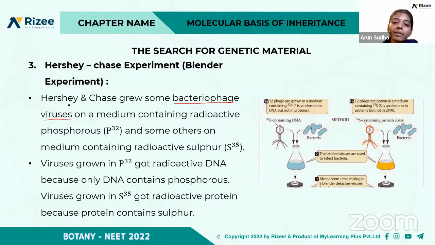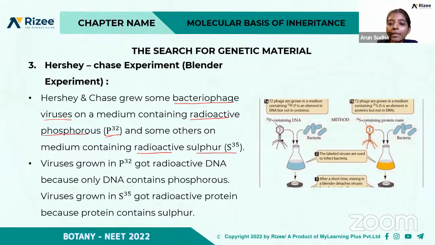They grew some bacteriophages on a medium containing radioactive phosphorus. So what is the purpose of adding radioactive phosphorus? So that wherever phosphorus is present, we can easily detect it by means of radioactivity. They added the radioactive phosphorus, that is P32, and some others on a medium containing radioactive sulfur.